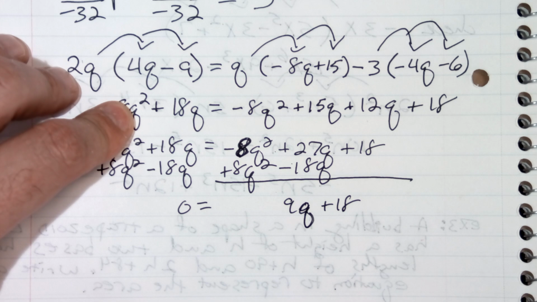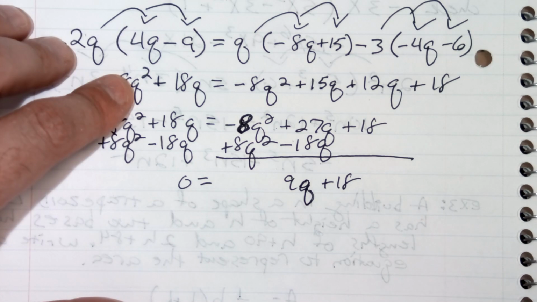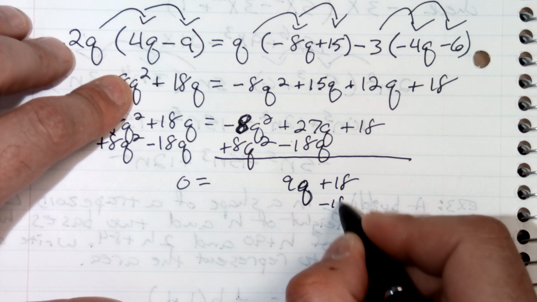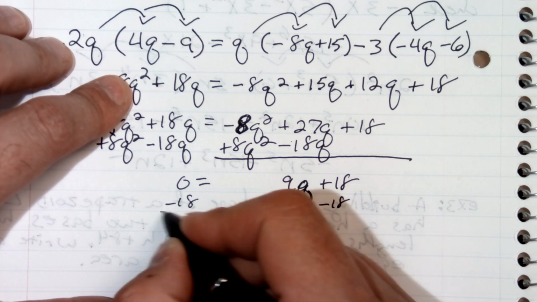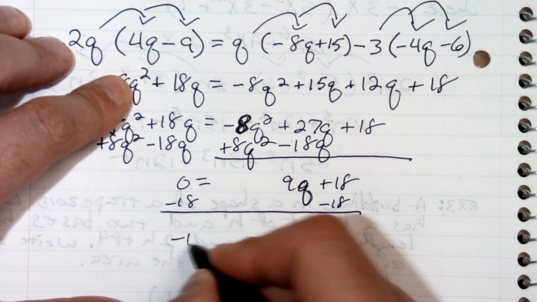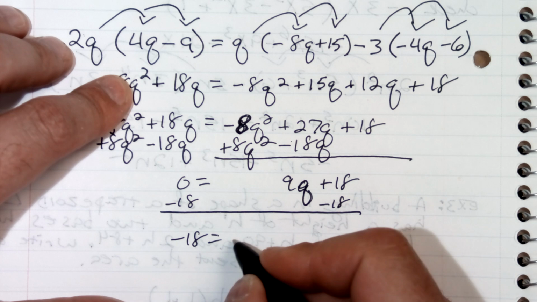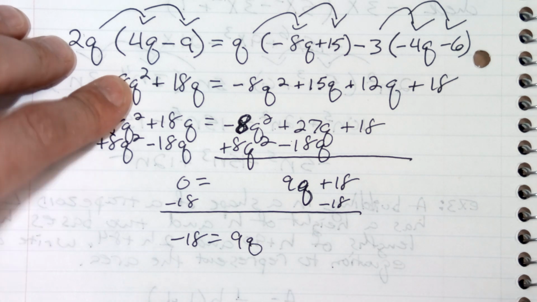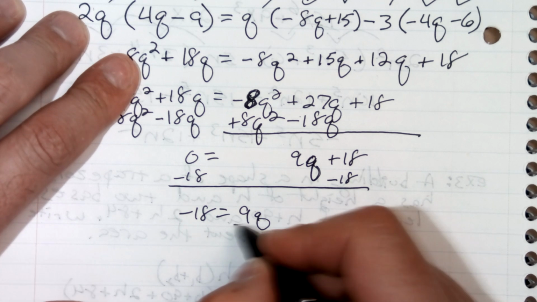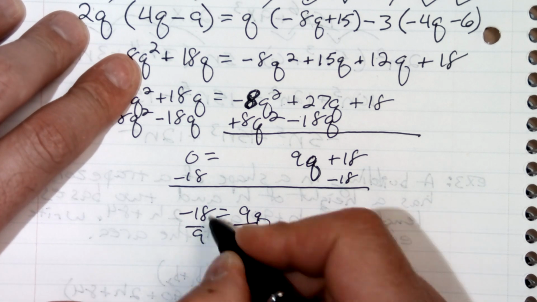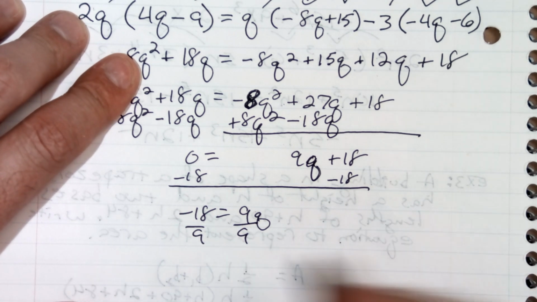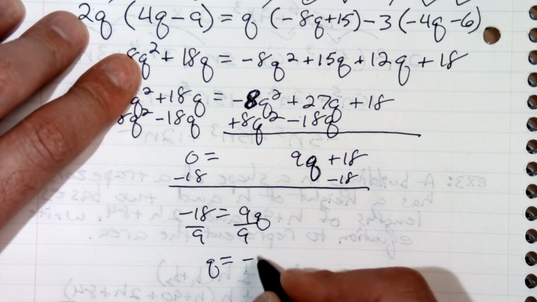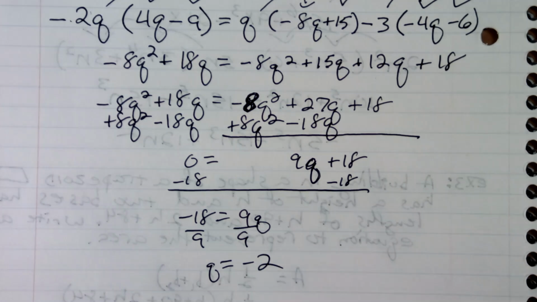All right. Now it's a two-step equation from there, correct? So minus 18 minus 18. Negative 18 equals 9q. The 9 is multiplying, so to get rid of it, divide. And what's negative 18 divided by 9? So q equals negative 2. So there was a lot to it, but was it really difficult? No.